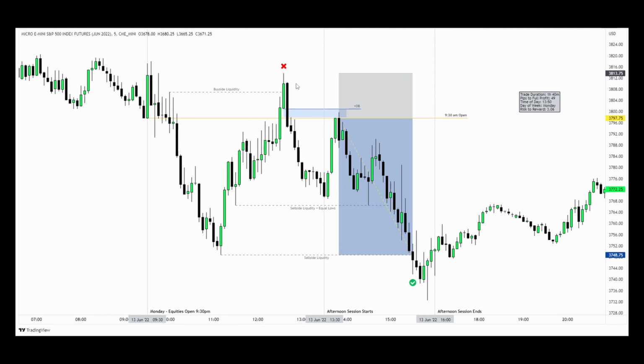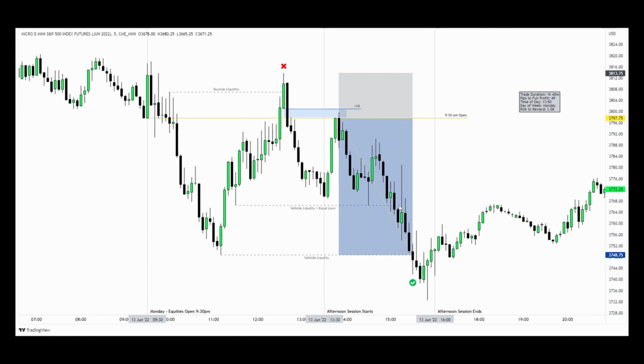The stop loss is here on this swing high, and you can see that we are selling at the 9:30 opening price. This is equities open, and price is trading lower.